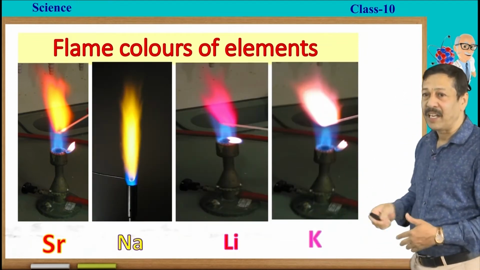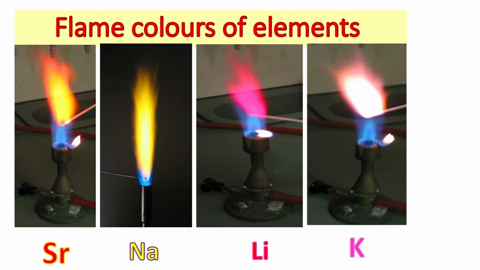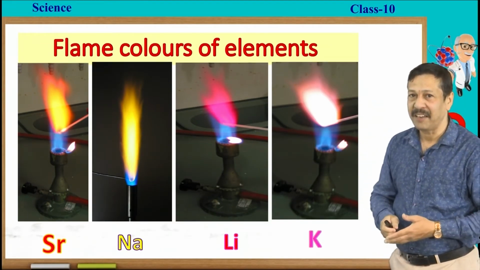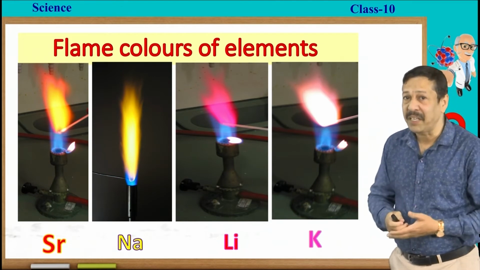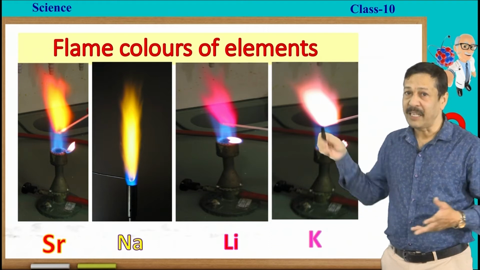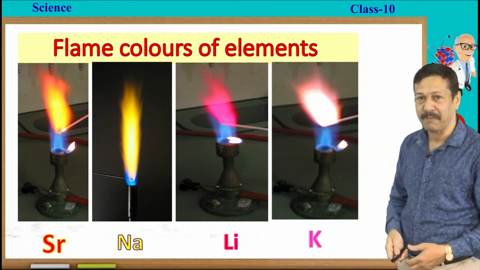Now you can recall the Diwali crackers, why they burn with different colors. I hope you got the idea. The crackers contain various metallic oxides. When they burn, they burn with a characteristic flame.